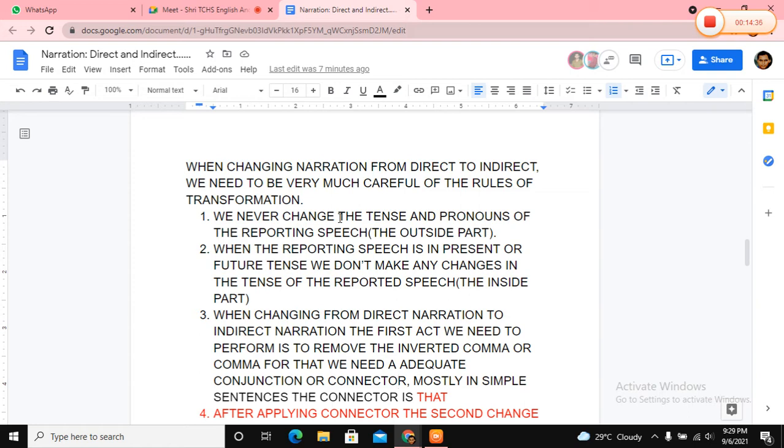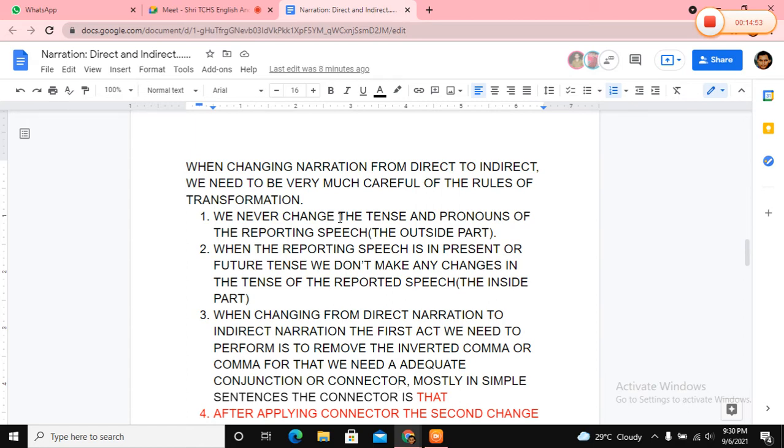The first rule is always keep in mind that the part that lies outside, which is called reporting speech, the verb of which is called reporting verb, we never change the tense and pronouns of the outer part or reporting speech.